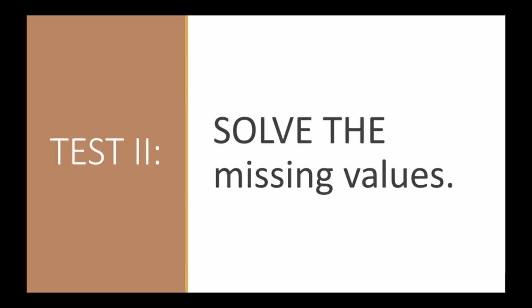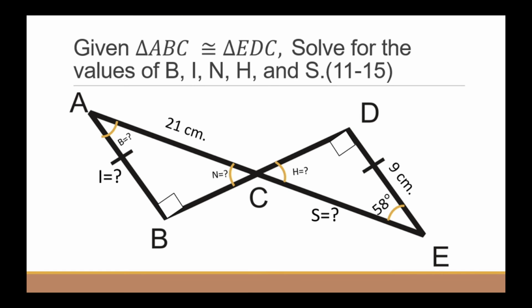Okay, test 2. Solve the missing values. So let us have here, test 2. Given triangle ABC is congruent to triangle EDC. So this is ABC and this is EDC. Solve for the values of B, I, N, H, and S. That will be from numbers 11 to 15.